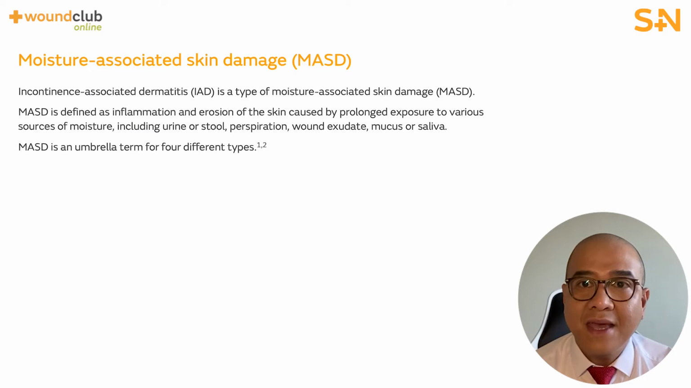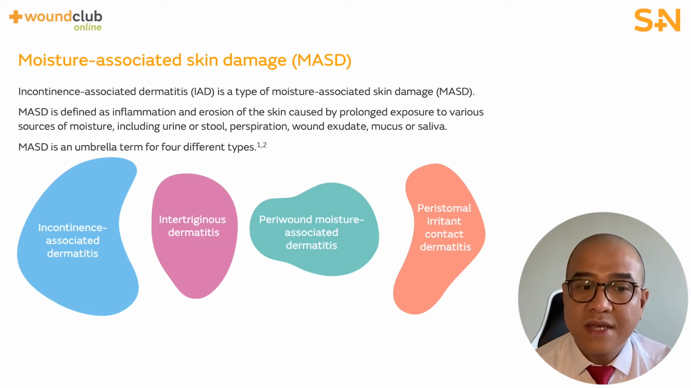Now, MASD has 4 distinct conditions, each having slightly different etiologies, namely, number 1 is Incontinence-Associated Dermatitis, which I will be expanding on for the duration of this session, Intertriginous Dermatitis, Peri-wound moisture-associated dermatitis, and peristomal irritant contact dermatitis. It is important to distinguish between the 4 conditions to ensure appropriate management. For more information around the different types of MASD, be sure to complete the Wound Club online module on MASD.